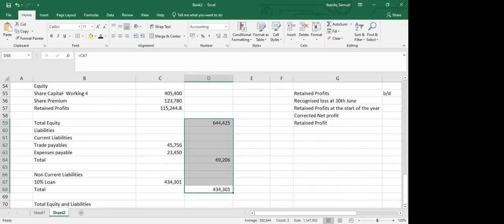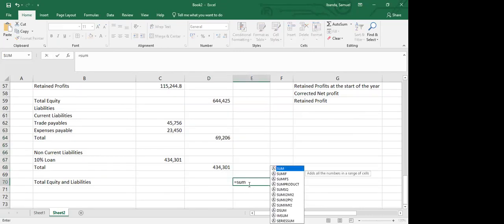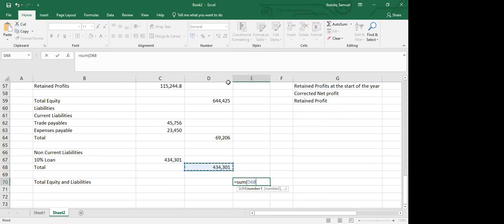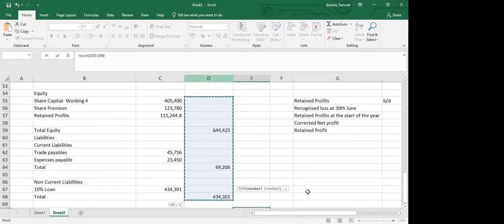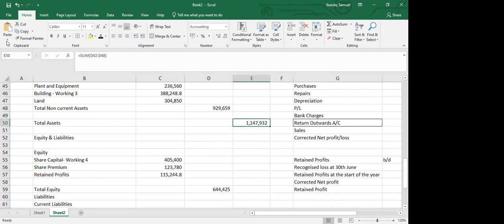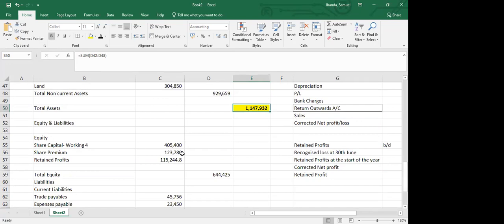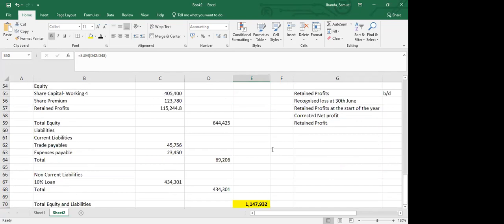I think it's actually that, because when you add these values, they give us the total that we have up there. Yes, this is 1,147,932, and then this is also 1,147,932. You get it? So thank you so much, everyone, and that is why it's good for us to go back into the question and see exactly what is there.